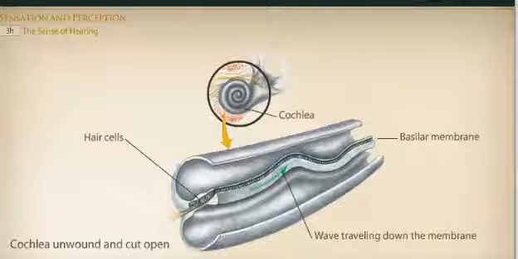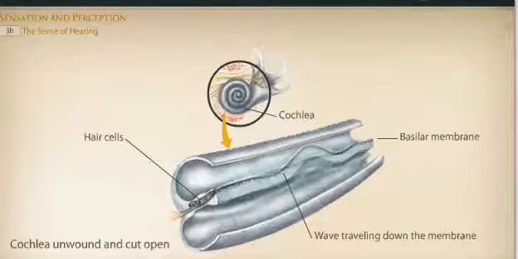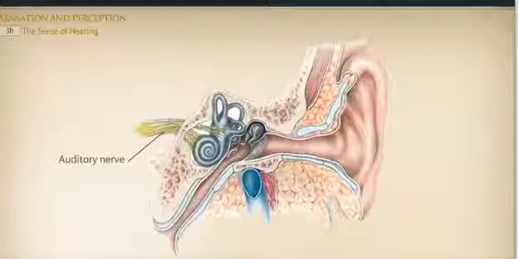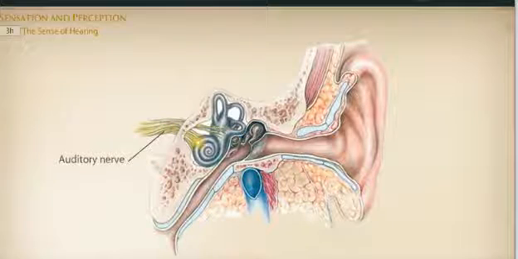So what you're seeing now is a section of the cochlea unwound and cut open to reveal what is called the basilar membrane, which divides the interior of the cochlea into two chambers. The membrane is covered with thousands of tiny hair cells that serve as the auditory receptors. Pressure waves in the fluid in the cochlea cause oscillations to travel in waves down the basilar membrane, stimulating the hair cells to fire. As with the rods and the cones in the eye, the hair cells convert this physical stimulation into streams of neural impulses that are sent to the brain.